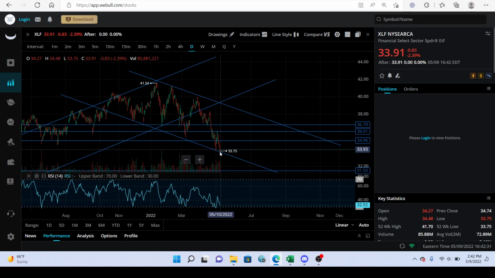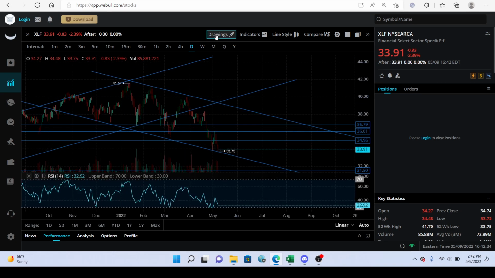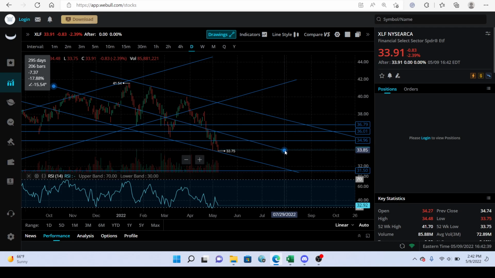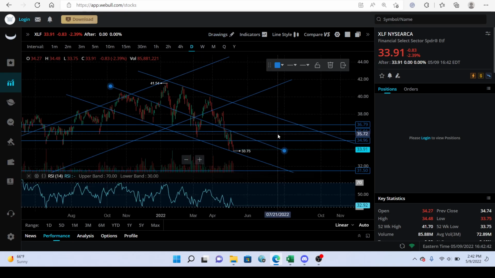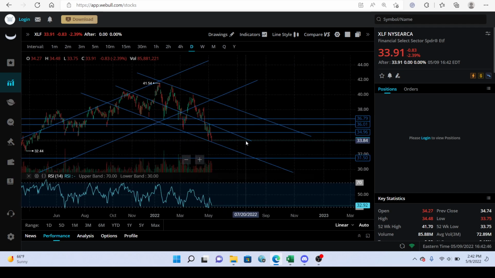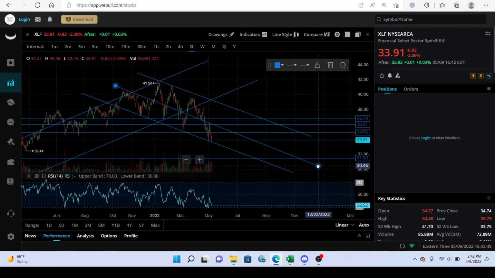So if XLF rallies, let's see if we can find like a midpoint. Yeah, I would say that's a midpoint of this trend channel. Sometimes you can have a trend channel within a trend channel. So if we do get a rally, I think we could probably go to like 35.83. And if the financials see a nice little rally, and if tech sees a nice little rally, then guess what? That's how we're going to see a rally on the S&P 500. So let's go back to the S&P 500, SPY.